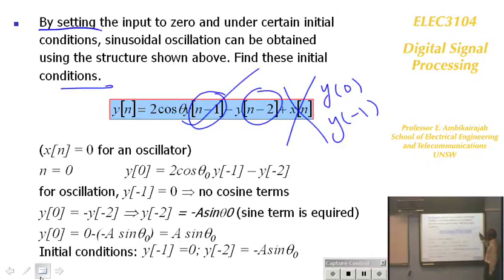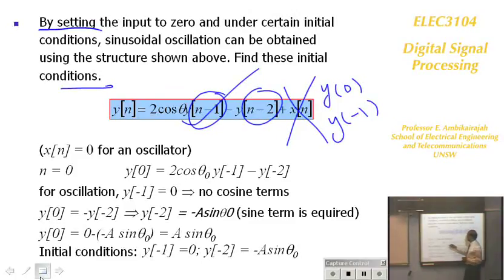Or 1 and 0. Or 2 and 1. Doesn't matter. Two initial values. Better to do two initial values. I mean, 0 has the value and the value before, right? Because if that is 0, this is minus 1. If this is 1, it will be 0, this is minus 1. You can have anything, as long as there are two consecutive values.